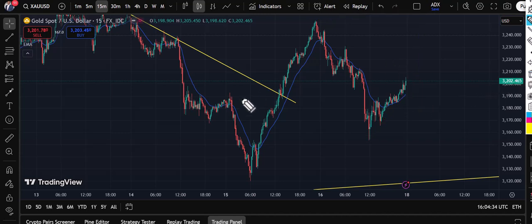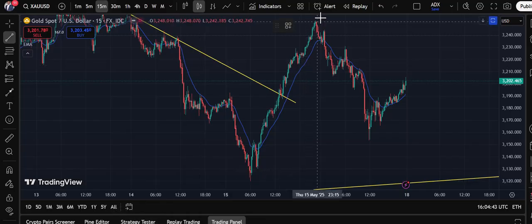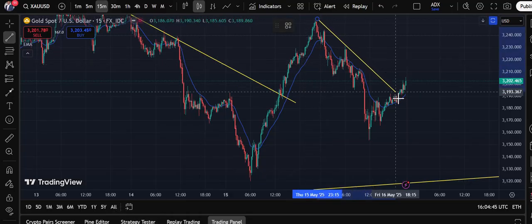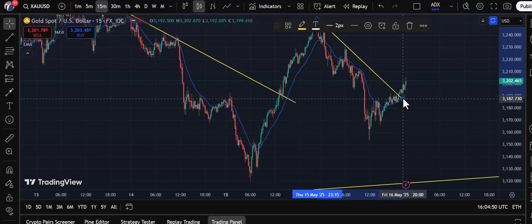Let's establish the trend on the 15 minutes again. So on the 15 minutes here, we have our own trend, which is a downtrend. There's a downtrend here, guys. And this downtrend, remember, has been broken again, indicating that this move is over.